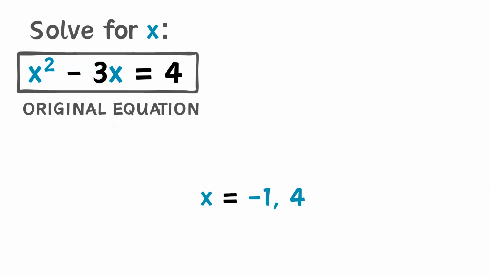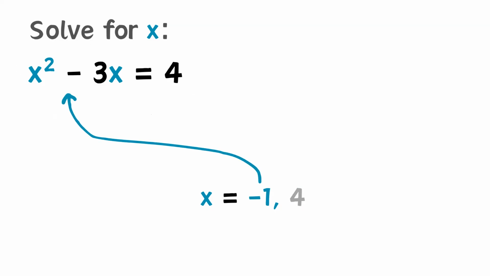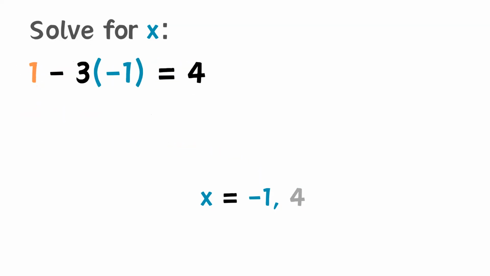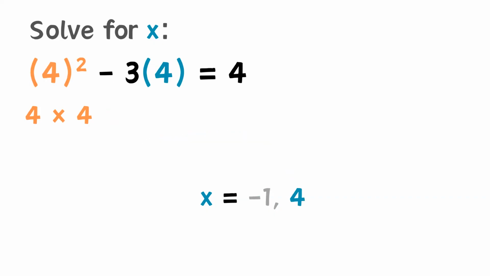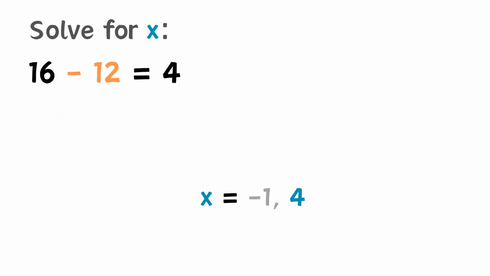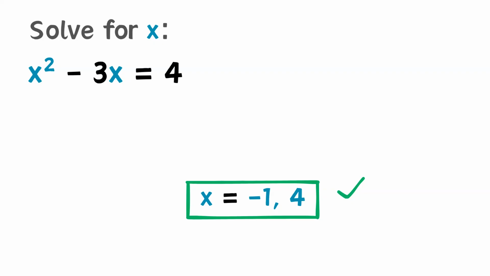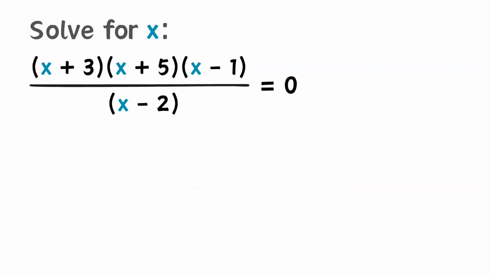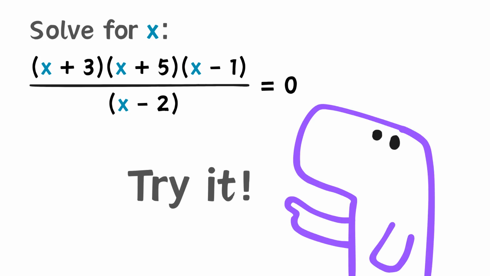And going back to the original equation, we can check our answers. Substituting in -1, -1 squared minus 3 times -1 is 4. And 4 squared minus 3 times 4 is 4. So these are the right answers. Okay, now let's look at this one. When does this expression equal 0? See if you can figure this one out.